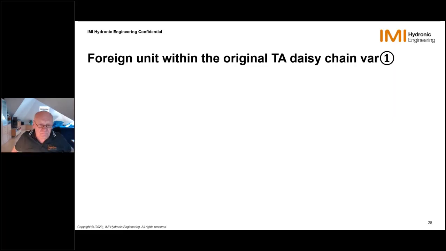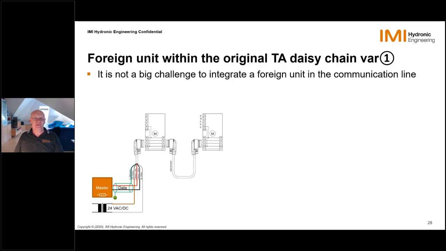Well, before we come to an end of these things, there is the question of how we can integrate foreign units into the daisy chain. And also there we have two variants. Variant number one is relatively simple. You have the daisy chain.